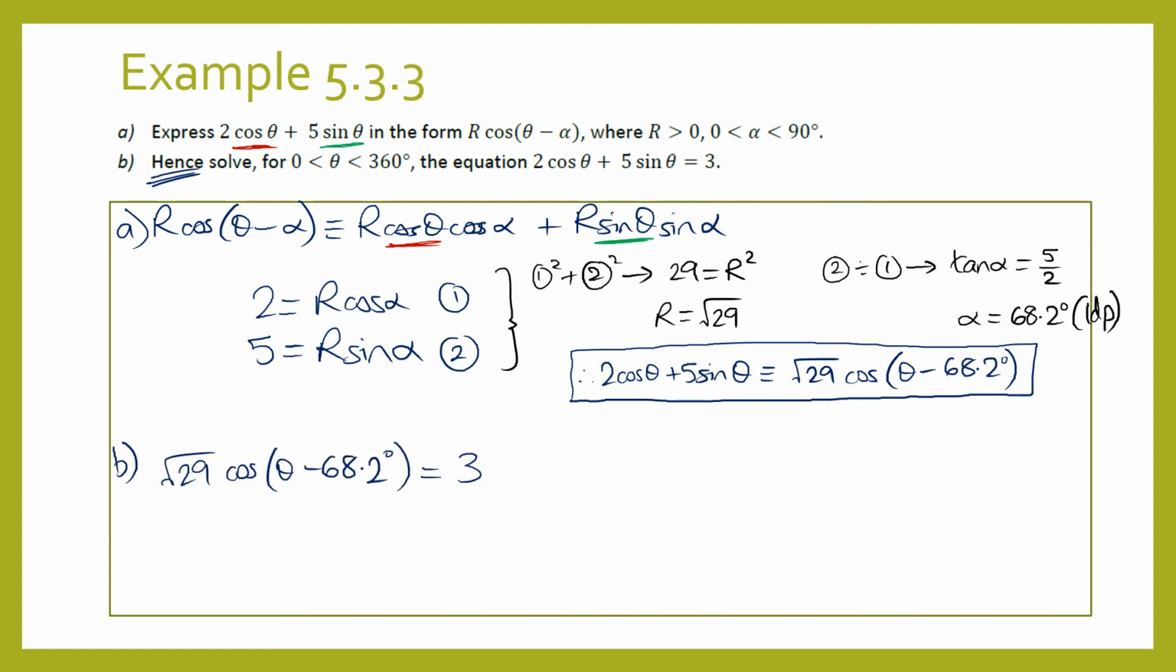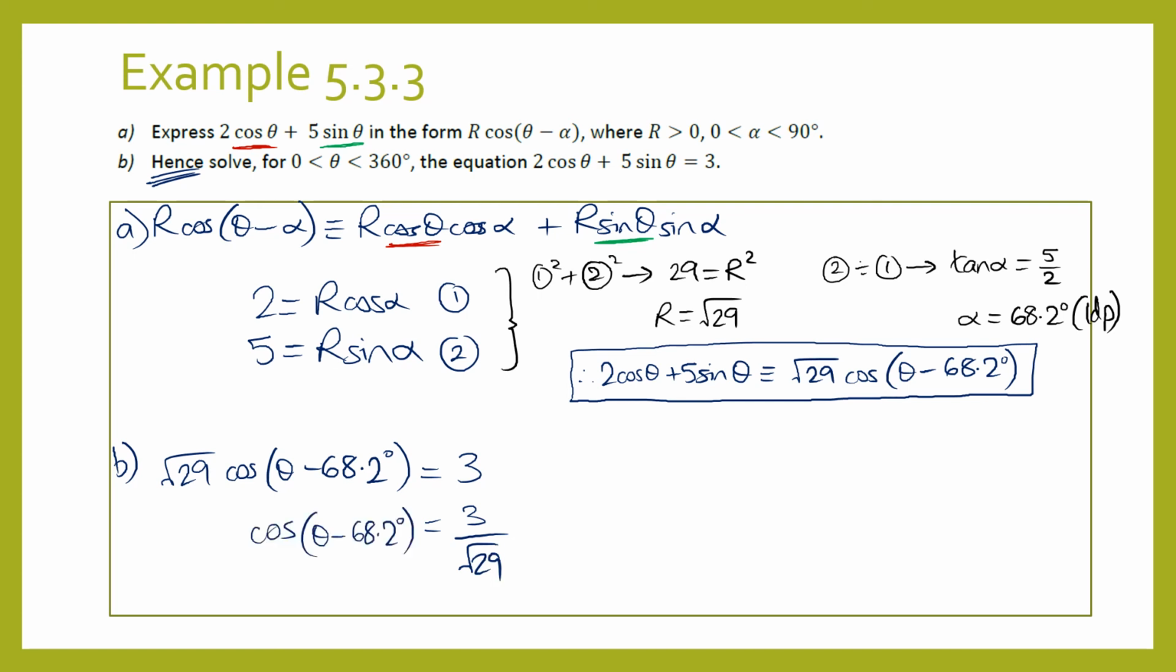So what I've done there is replace the left-hand side of the equation in part B with what we found it to be the same as from part A. Although I've written 68.2 on my calculator, I've still got the unrounded version of that. I've stored it in the calculator's memory. I'm going to need it in part B. So this is just a case of rearranging now to get cos on its own, so dividing both sides by root 29.